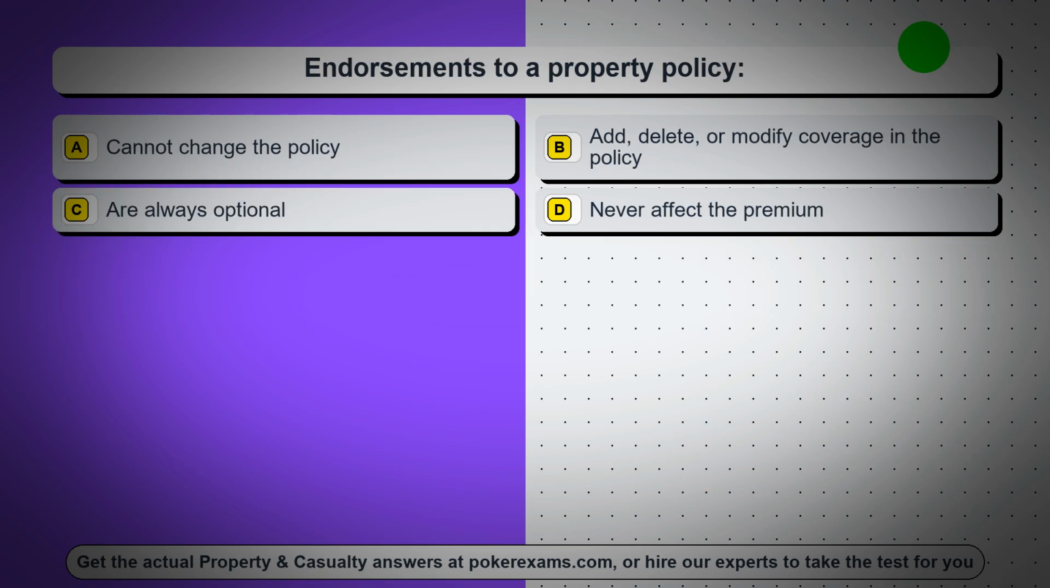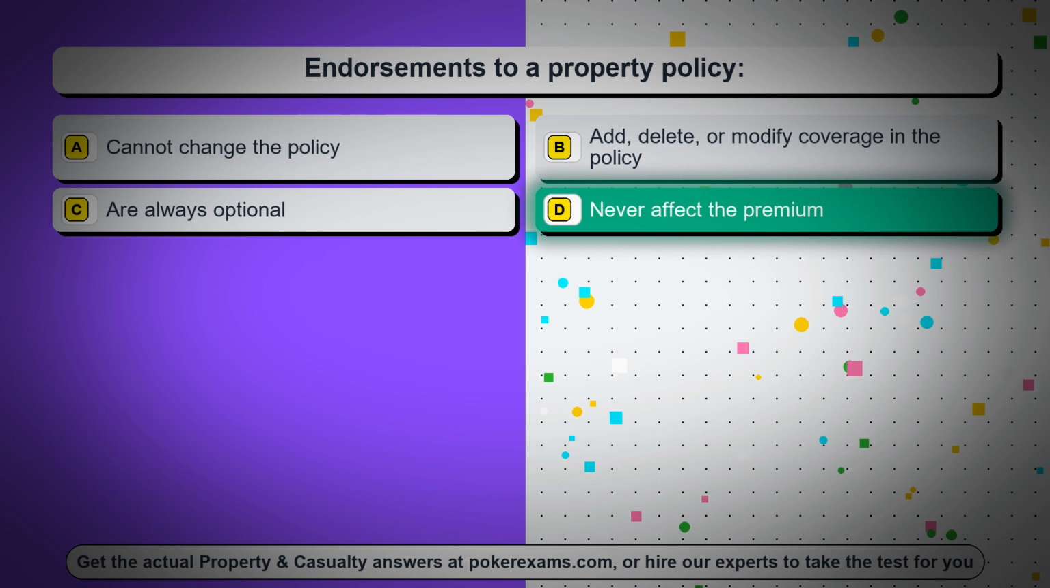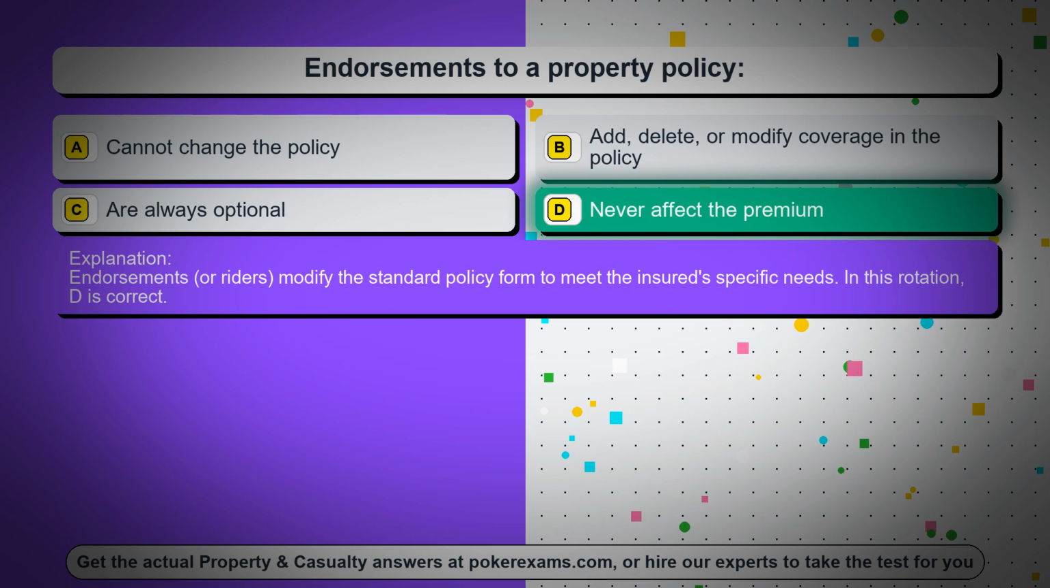Question 18. Endorsements to a property policy: option A, cannot change the policy; option B, add, delete, or modify coverage in the policy; option C, are always optional; option D, never affect the premium. The correct answer is option D, never affect the premium. Endorsements, or riders, modify the standard policy form to meet the insured's specific needs. In this rotation, D is correct.